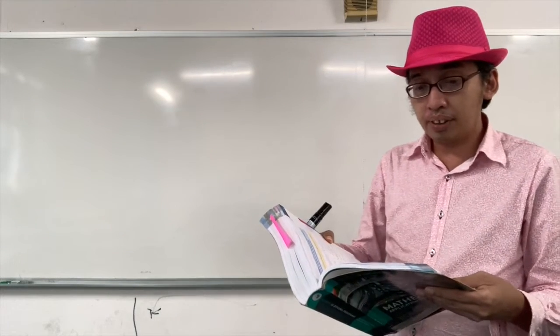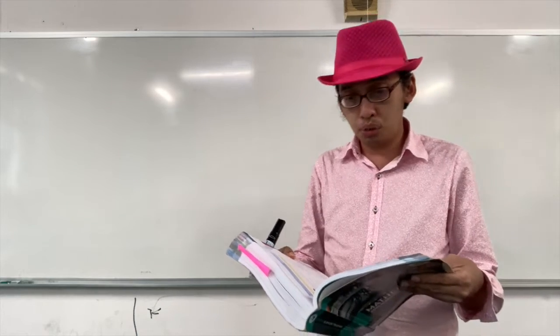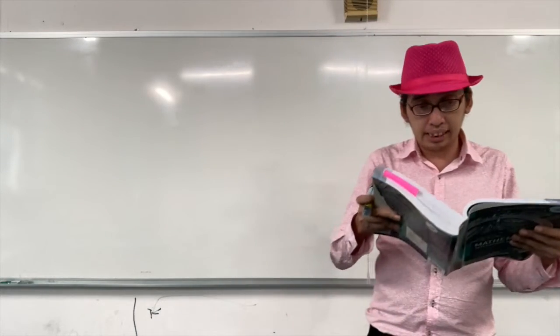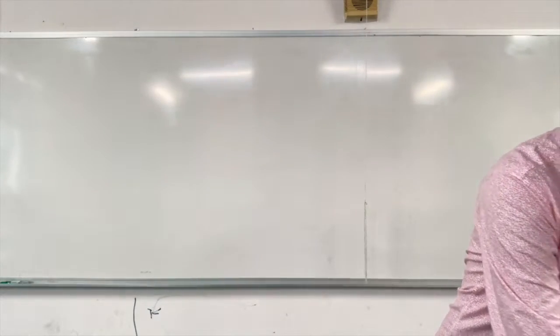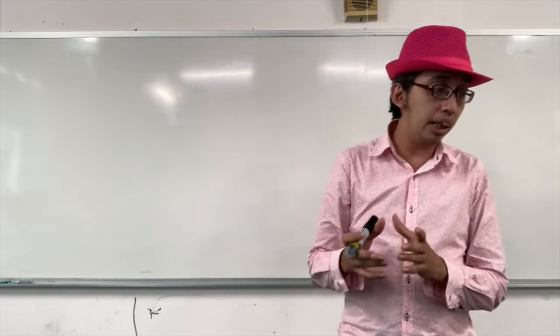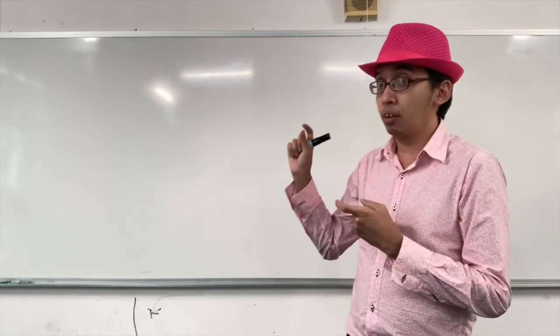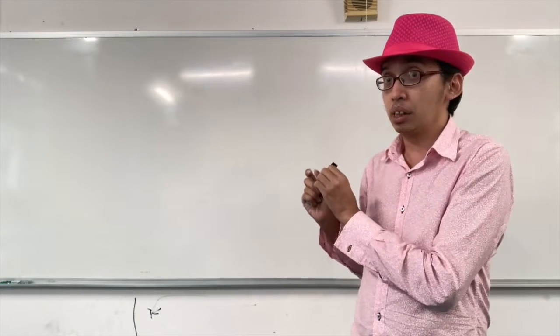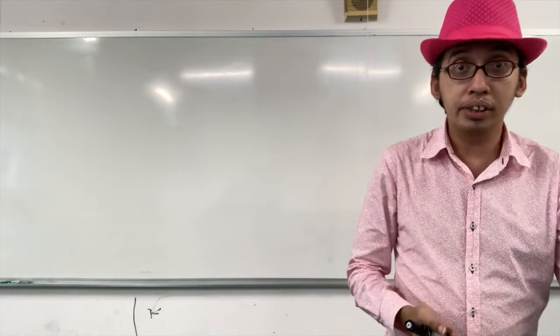For example 11, let's read the question first. Find the equation of the line which passes through the points A, which is (1, 0, 2), and B, which is (2, 3, -1). As mentioned earlier, when we want to write it in vector form, we need two pieces of information. We need one point on the line, so that we can get its position vector, and we also need the direction vector of the line.